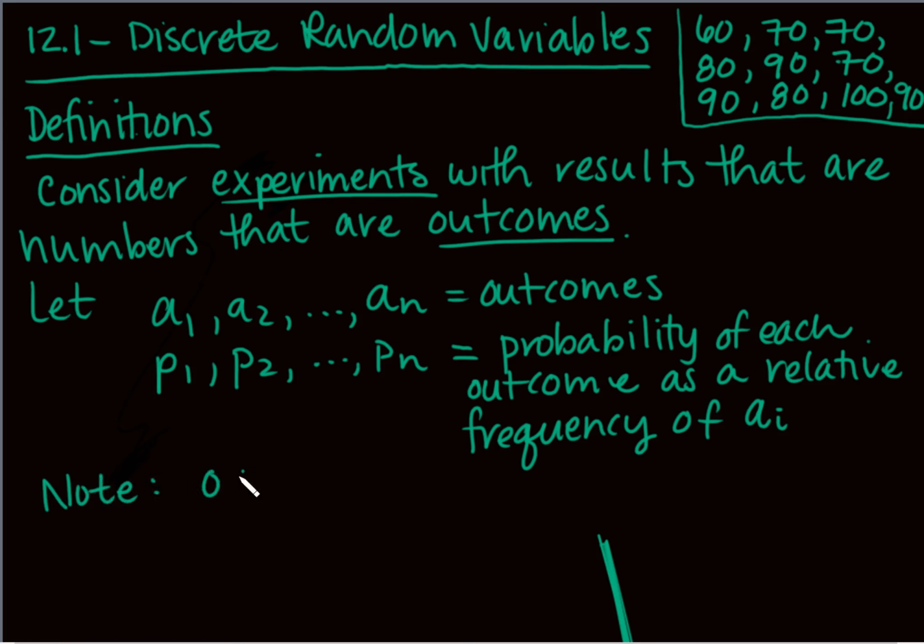Any of these P's, I'll just say P sub i, because that represents any of these. Each must be between 0 and 1 because they're probabilities, and we think of them as a decimal. If it's a 1, that means I have 100% probability of it happening. If it's a 0, that means I have a 0% probability of it happening.